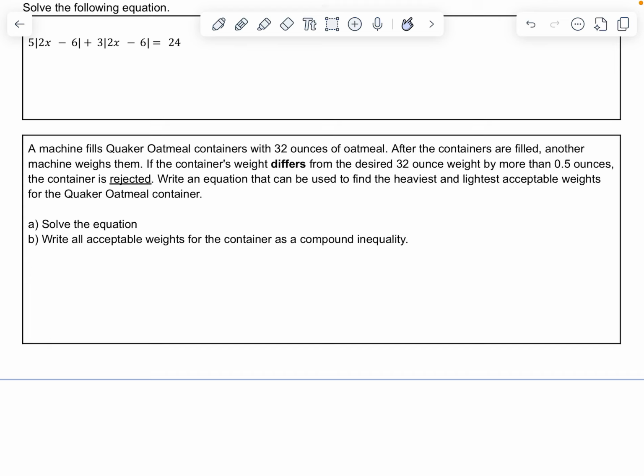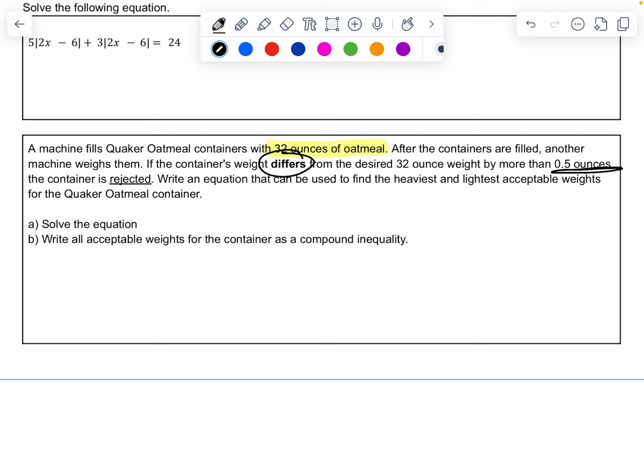Okay, word problem here for 2.4 absolute value equations. A machine fills Quaker oatmeal containers with 32 ounces of oatmeal, and after those containers are filled, another machine weighs them. If a container weight differs from the desired 32 ounce weight by more than 0.5 ounces, then the container is rejected. Write an equation that can be used to find the heaviest and the lightest acceptable weights for the Quaker oatmeal container. Very good.